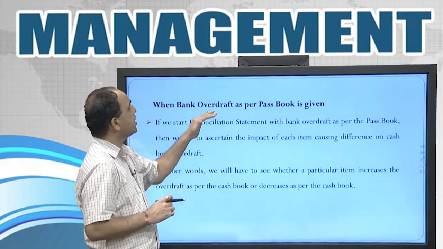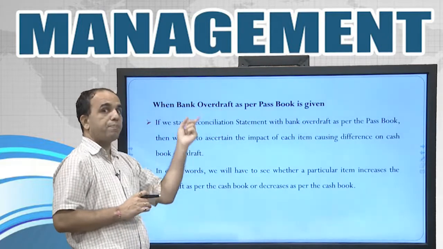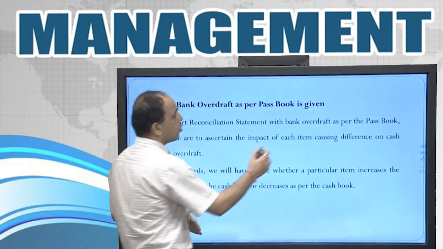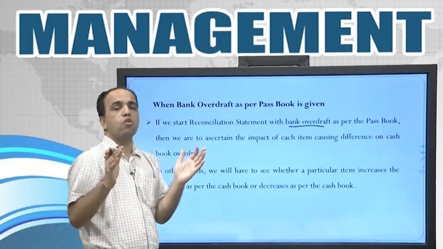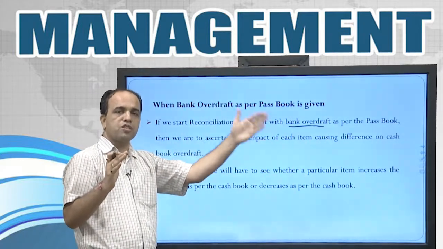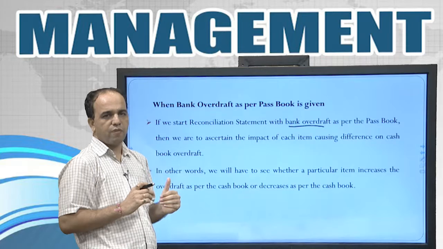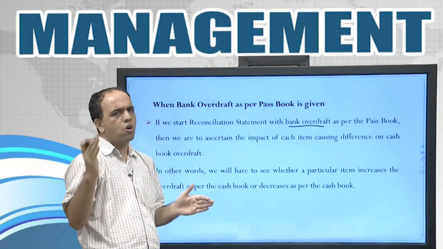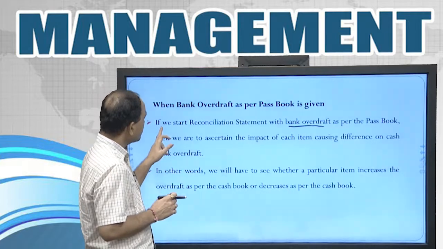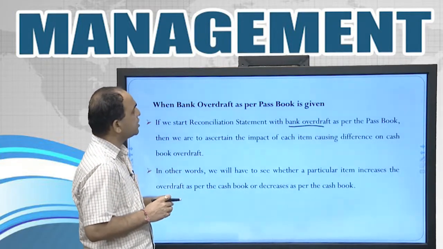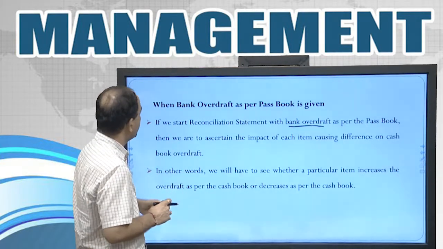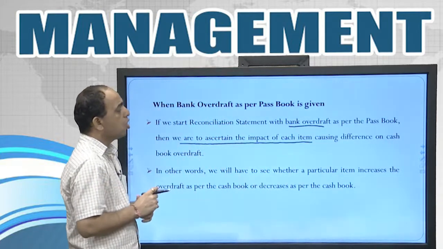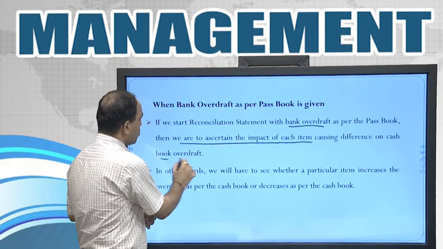When bank overdraft as per passbook is given, if we start the reconciliation statement with bank overdraft, friends, generally we have 4 options. What we have discussed, 2 options favorable, 2 options unfavorable. Unfavorable means bank overdraft either as per cash book or as per passbook. If we start the reconciliation statement with bank overdraft as per the passbook, then we are to ascertain the impact of each item causing difference on cash or bank overdraft.